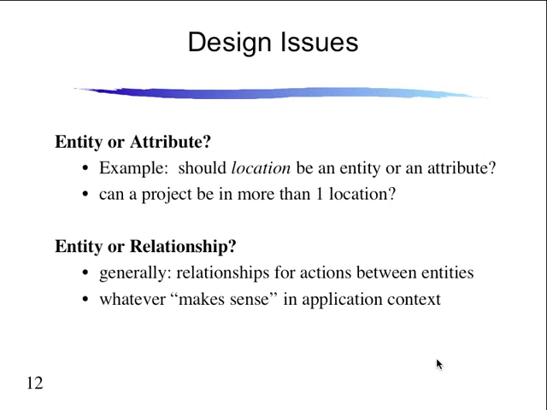But anyway, long story short, can a project be in more than one location? If it can, maybe you want to put it out there. And can a Starbucks be? It depends on how you want to represent it. We also have the same situation in terms of the relationship. Is it an entity or is it a relationship? Generally, relationships are for actions between entities. One person has an action with another person, an entity has an action with another entity. So whatever makes sense in the application context is what you use.